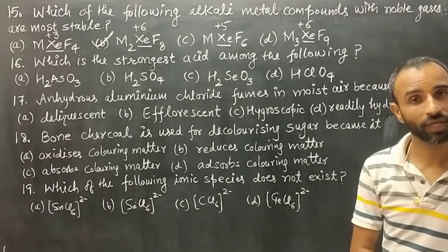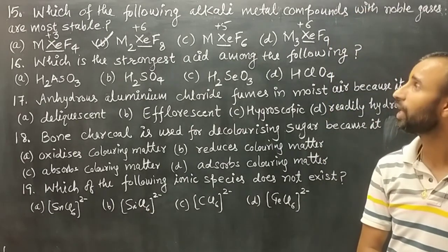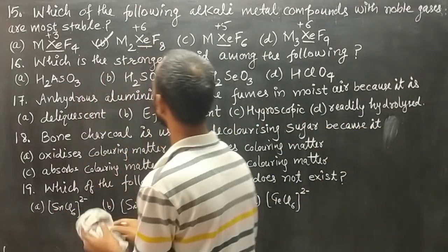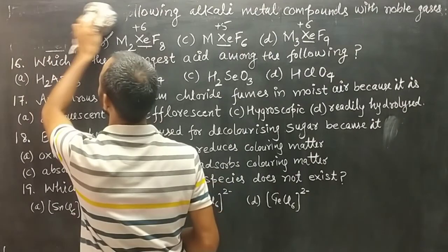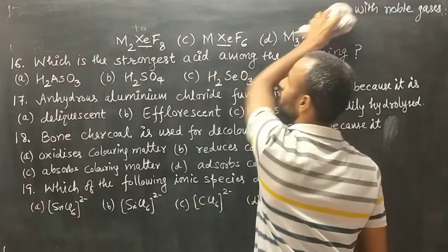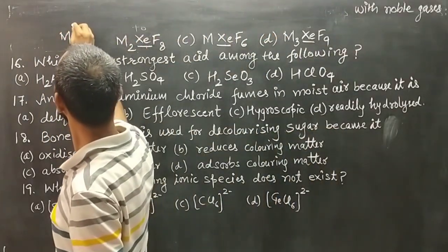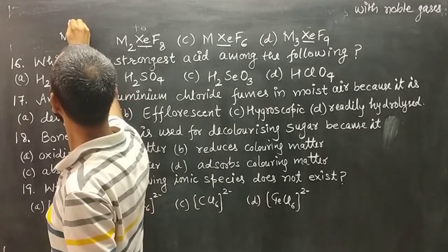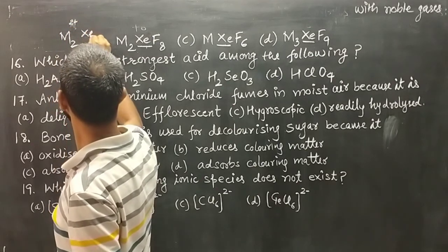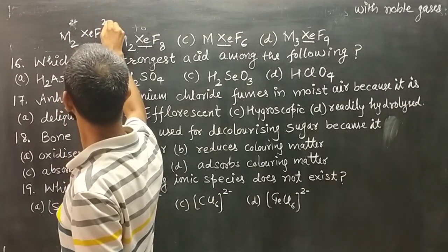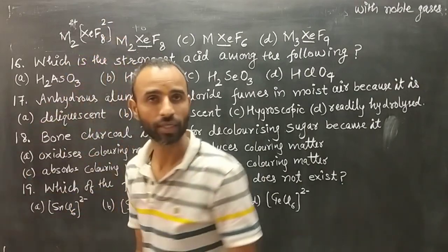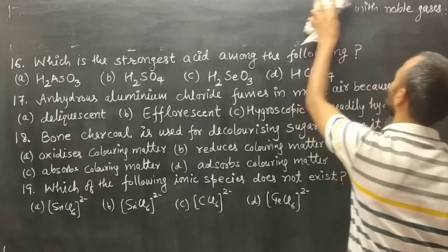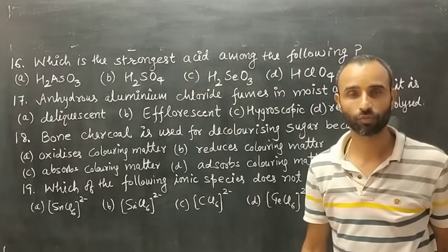M2XeF8 is the most stable alkali metal compound with noble gases, where there is an ionic bond between the metal and xenon. It is M2 with a total of 2 plus, and XeF8 2 negative. Right? Yes. So this is the correct option of question number 15.